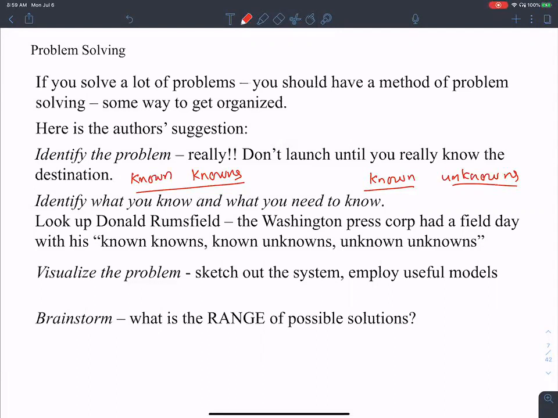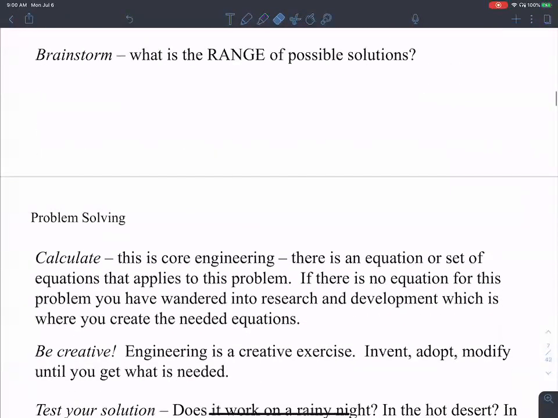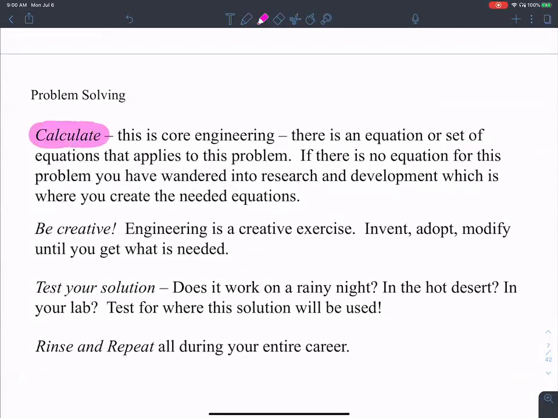Then we visualize the problem. This is a fundamental thing for us. We like to model things, and we like to simulate things in a simulation domain even before we do it in the real world. Then we brainstorm for solutions. What's the range of solutions that is possible? This is the typical design flow that an engineer follows. Then we do some more calculations. We deal with numbers a lot. Numbers are important. Our worldview is informed by numbers, okay?